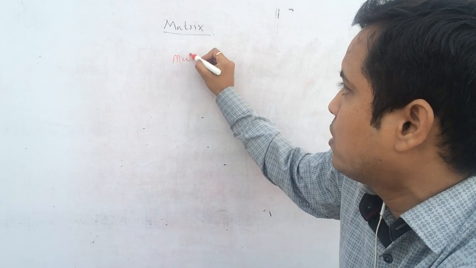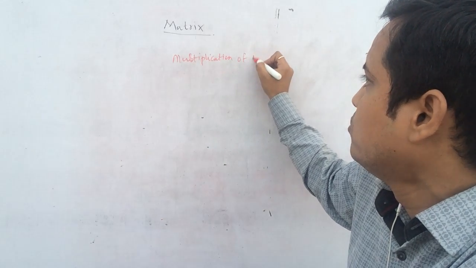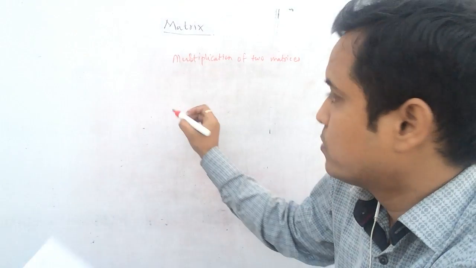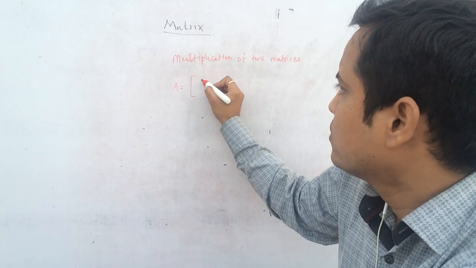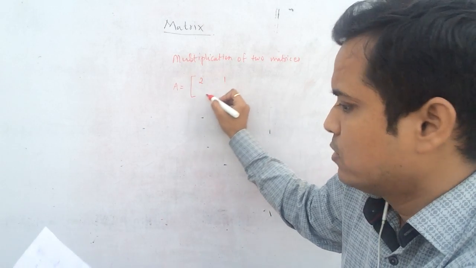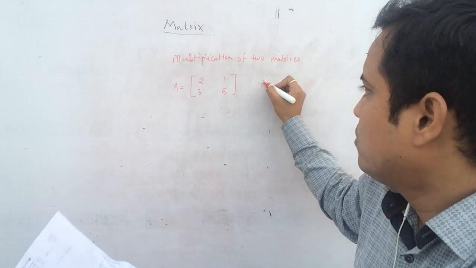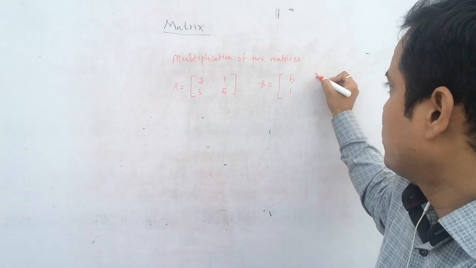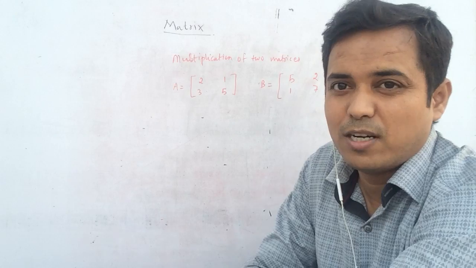So how would you multiply two matrices? Suppose I am giving you A equal to 2 1 3 5, and B equal to 5 1 2 7. What is the concept behind matrix multiplication?